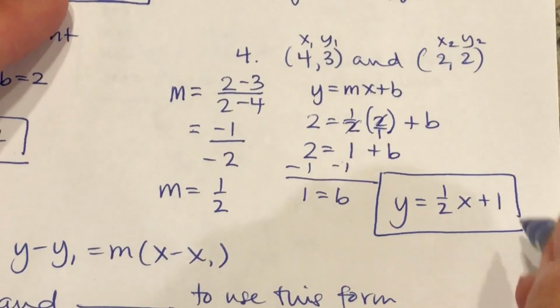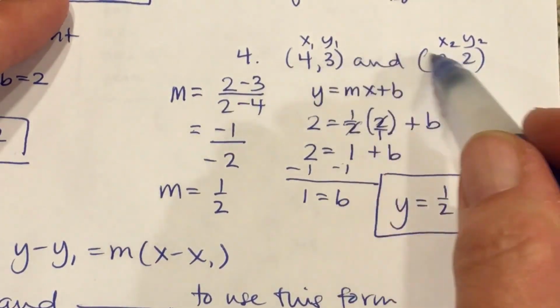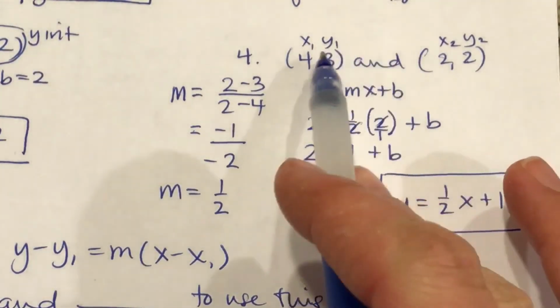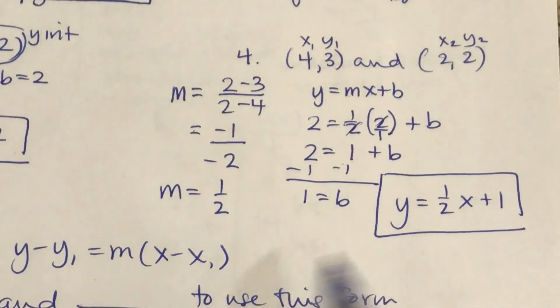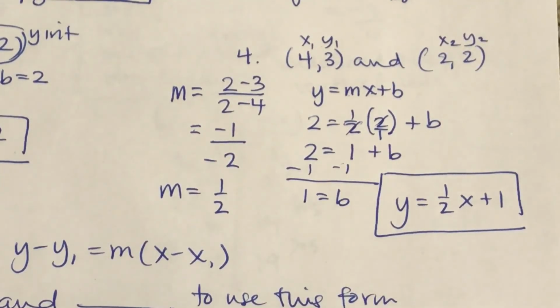This is the equation of the line that passes through these 2 points. This line passes through those 2 points. It has a slope of 1/2 and it has a b value or a y-intercept of 1.